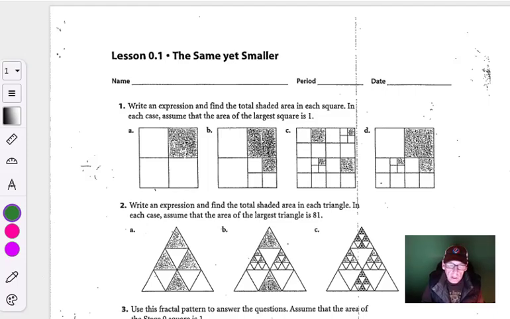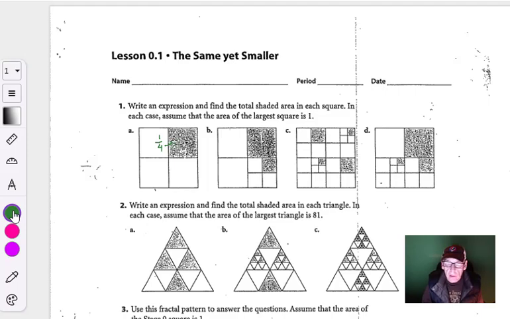Okay, in this video we're going to explore the second packet in our review packets. This one mainly deals with fractions. So for 1a it says find an expression for the total shaded area. Assume that the area of the largest square is 1. So this entire square is a 1, which means that the shaded area is 1/4.